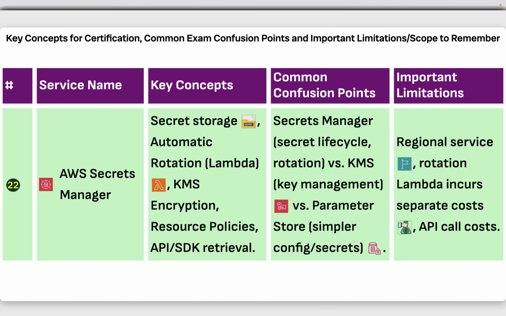Next, AWS Secrets Manager. Key concepts are secret storage, automatic rotation via Lambda, KMS encryption, resource policies, and API or SDK retrieval. Exam confusion points can be Secrets Manager, which is for secret lifecycle management and rotation, versus KMS, which is only for key management, and Parameter Store, which is simpler configuration and secrets. Limitations: it is a regional service, rotation Lambda incurs separate cost, and there are API call costs.